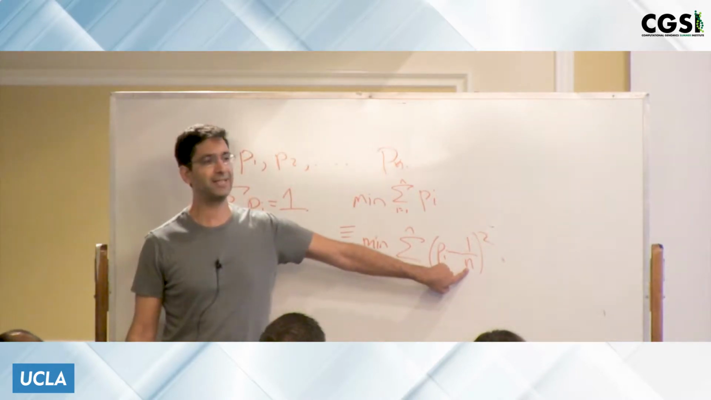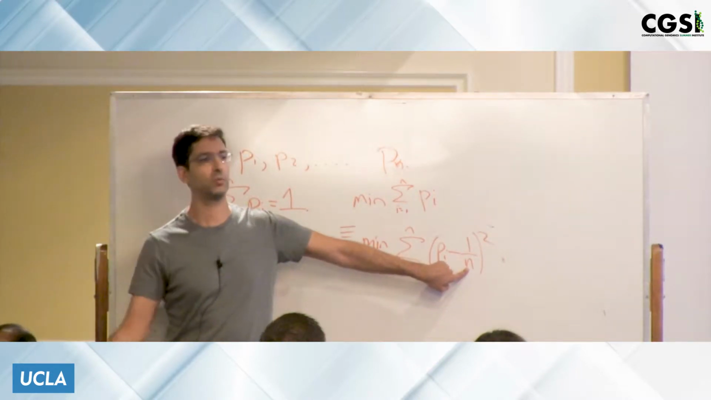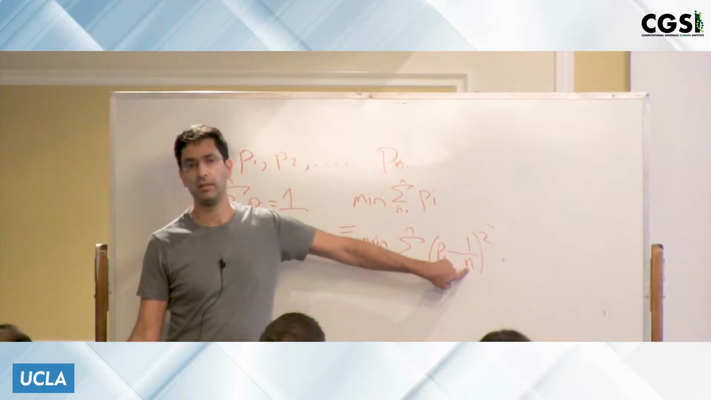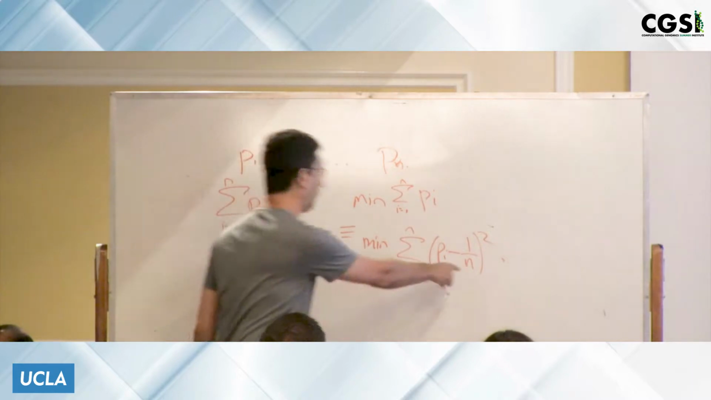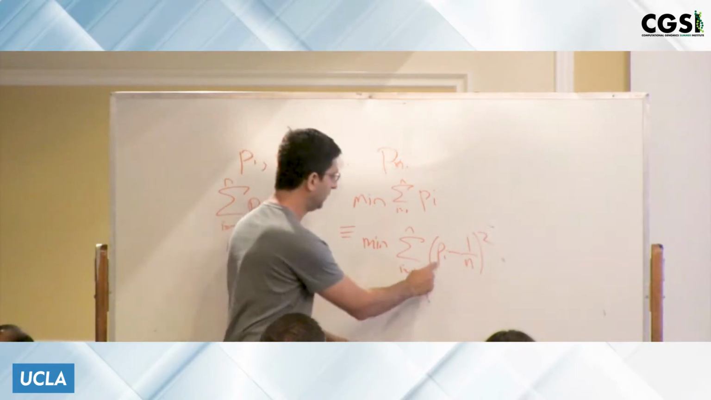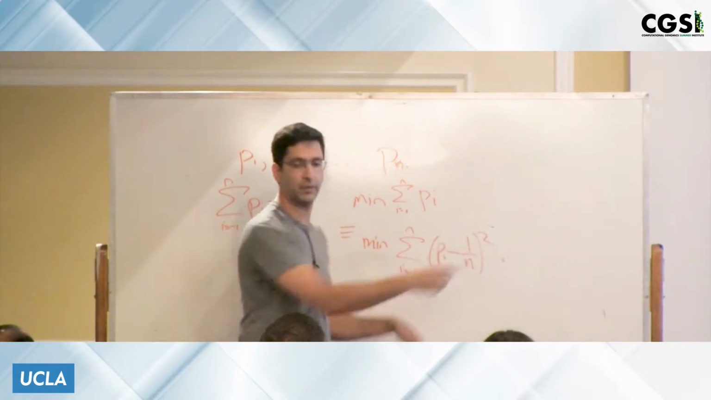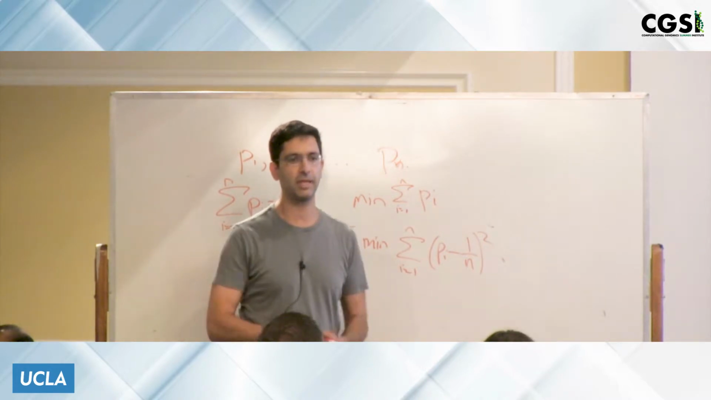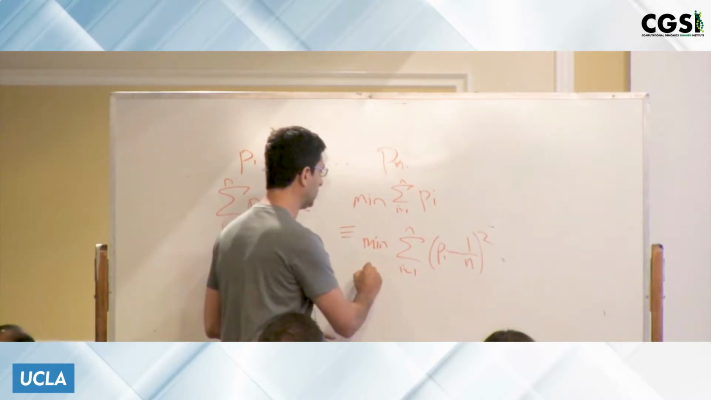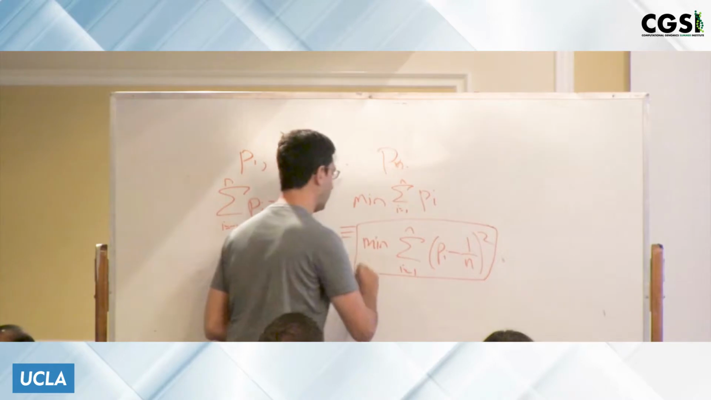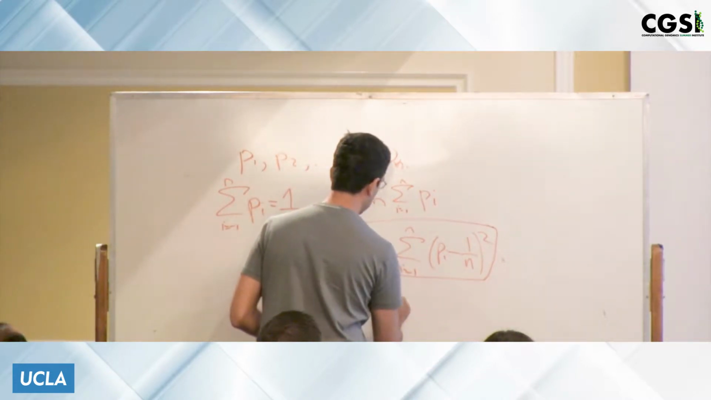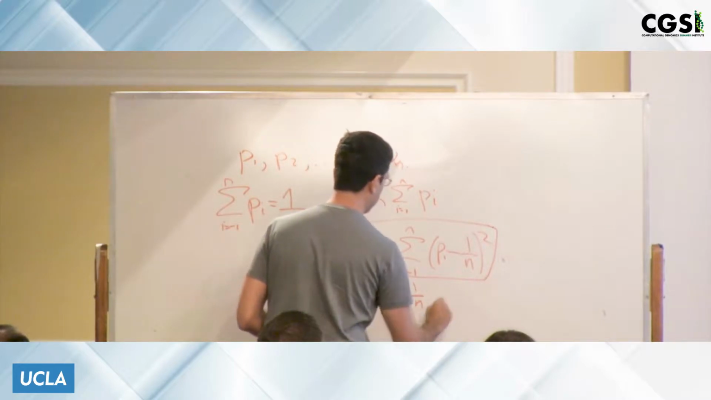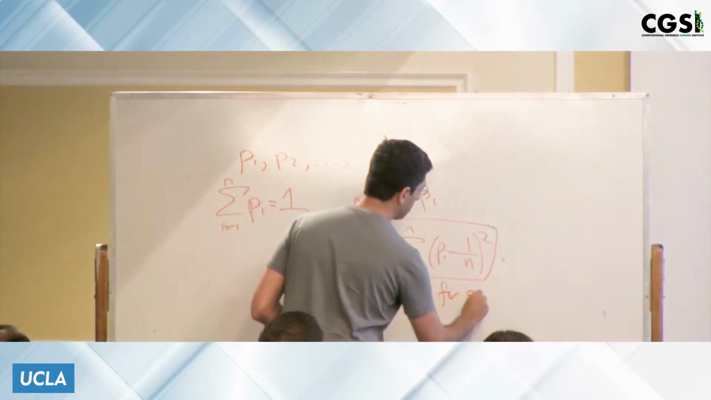Because if the p_i sum to 1, then the mean is 1 over n. And why is this true? Well, I'll let you think about it for a second, but if you square this, it's a constant, and then you get the sum of the p's equal to 1, that sort of cancels out. So really what you're doing is you're trying to minimize this quantity, and this quantity is obviously minimized when p_i is equal to 1 over n for each i.